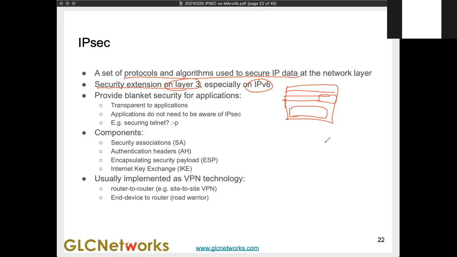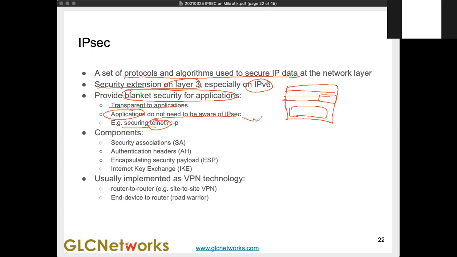Because we do the security on layer 3, we can provide blanket security for applications. It is transparent to the application, so the application does not need to be aware of IPsec, and we don't have to rewrite programs to make them secure. For example, telnet is not secure, but how can you make it secure? By using IPsec, for example.